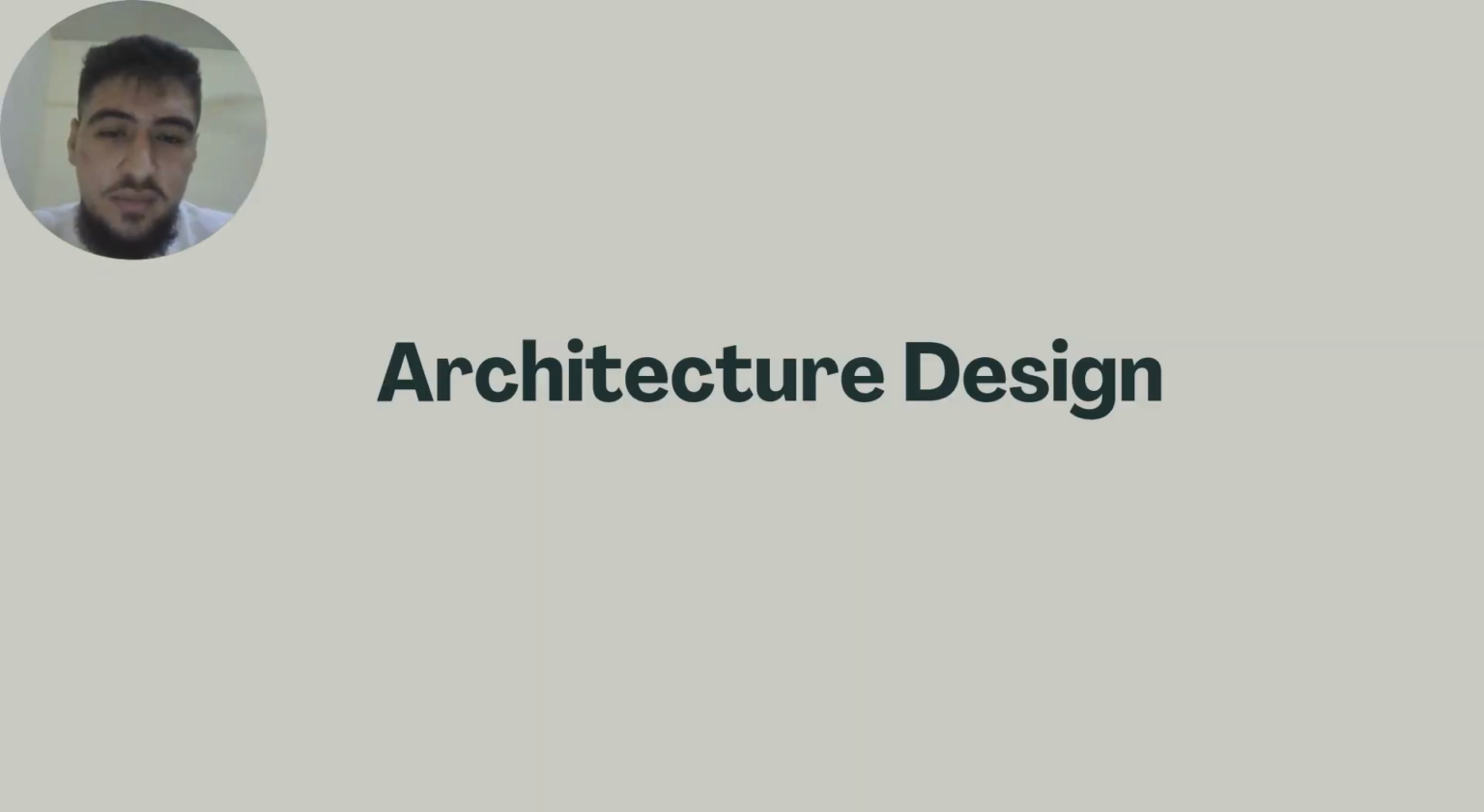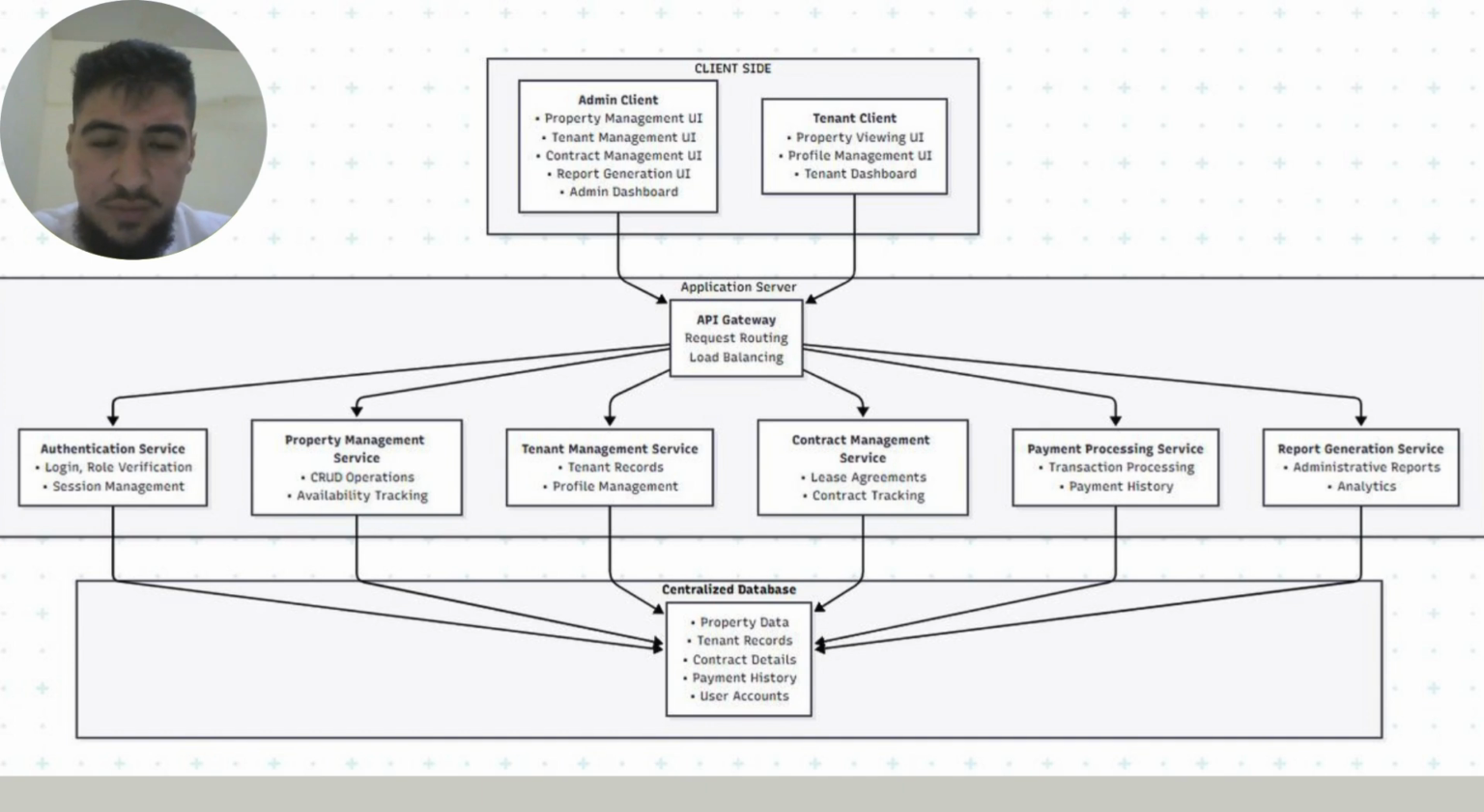Client-server architecture design. As you can see, on the client side we have two interfaces, the admin client and the tenant client, each with their own dashboards and management tools. Requests from the client are handled by application servers through an API gateway, which manages routing and load balancing. The server includes six main services: authorization, property management, tenant management, contract management, payment processing, and report generation. All services communicate with a centralized database that stores shared data like property, tenant, contract, payment, and user account.